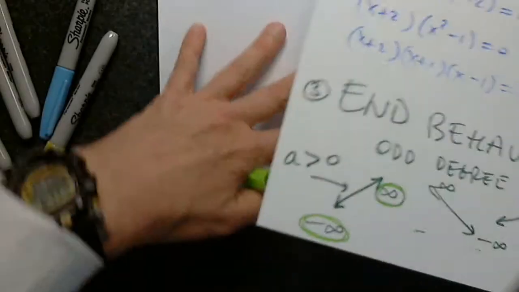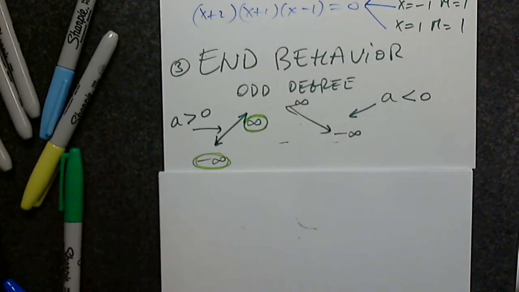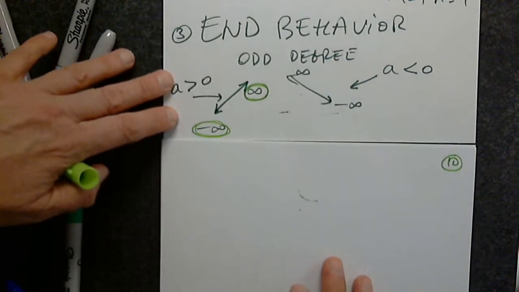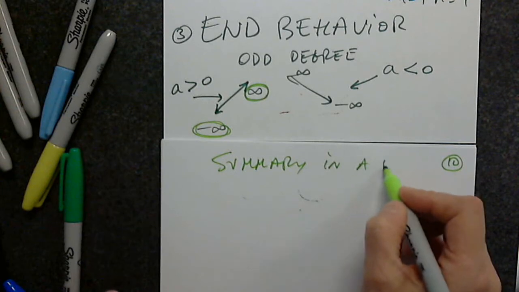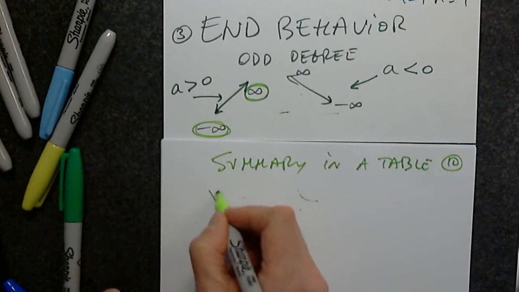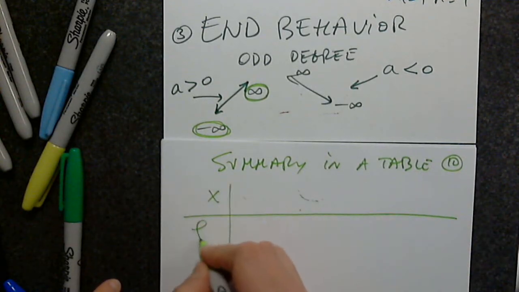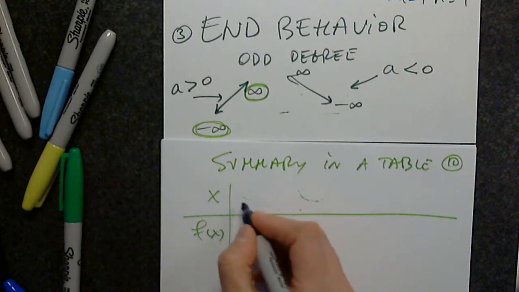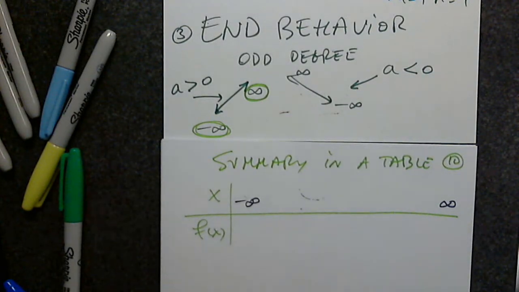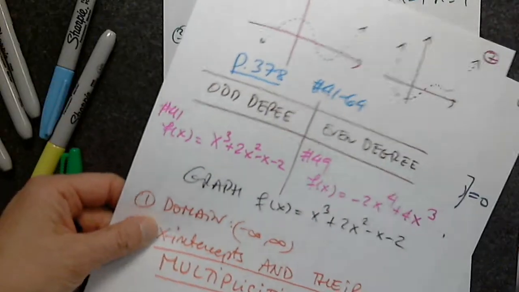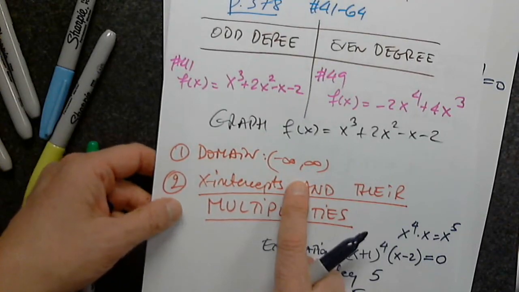And this is the perfect time to start a table, to summarize all the information. Summary in a table. So in part A, we learned that the domain was all real numbers. I put it in. That was a long time ago because I took the time to explain multiplicities. So we said the domain all real numbers.